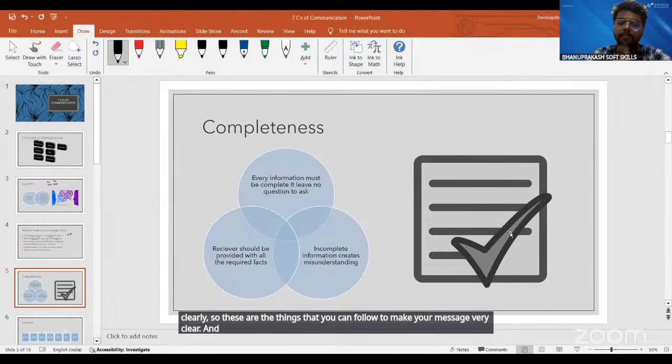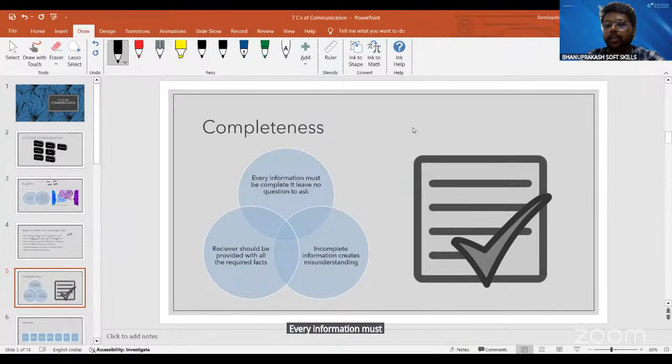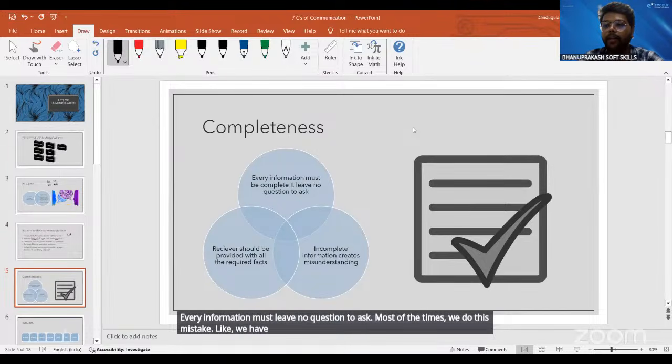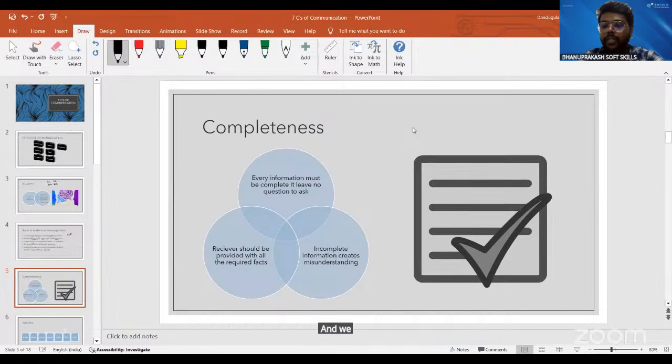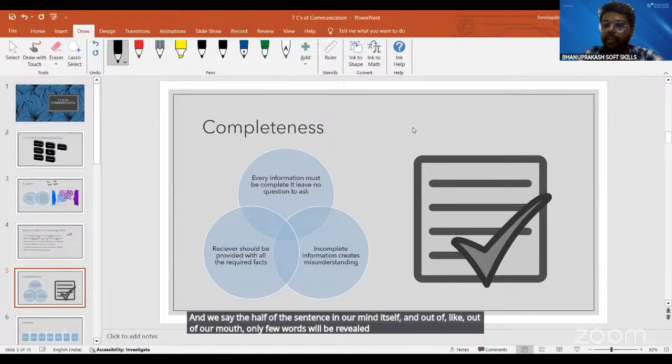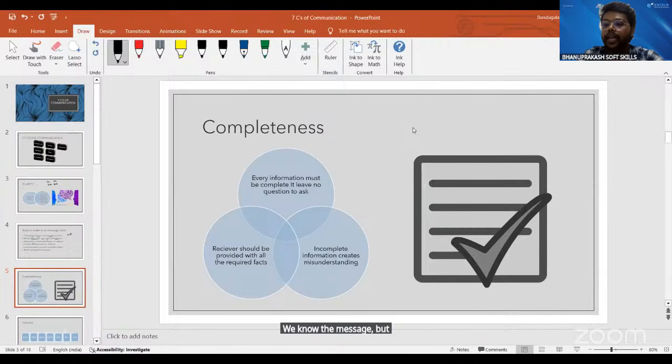And next, completeness. Every piece of information must be complete. It should leave no question to ask. Most of the times we make this mistake. We have something in our mind and we say half of the sentence in our mind itself, and out of our mouth only a few words are revealed. We know the message, but others should also understand that complete message. So that's why you have to make sure, and this completeness is only achieved if you prepare proper word sentences linking each other.